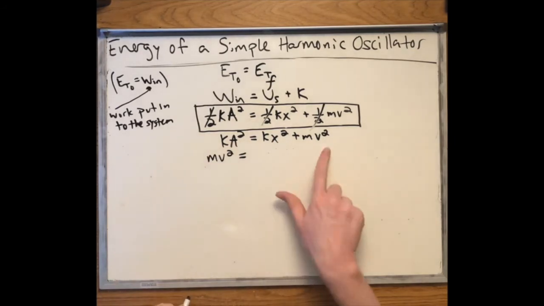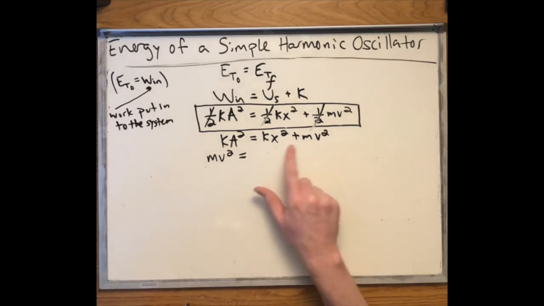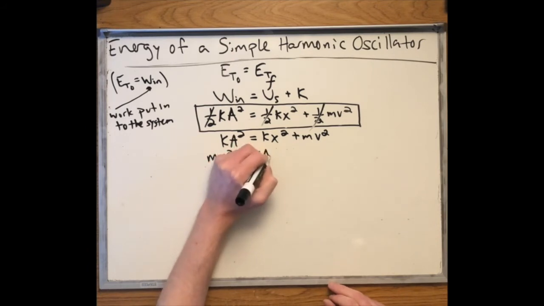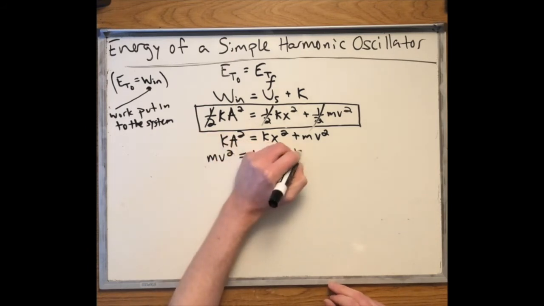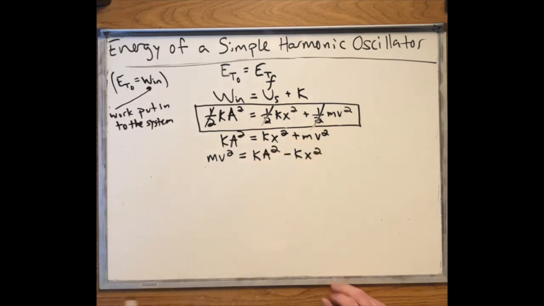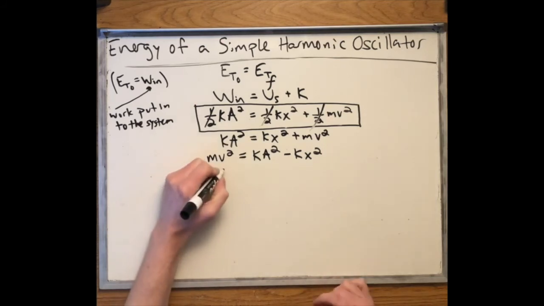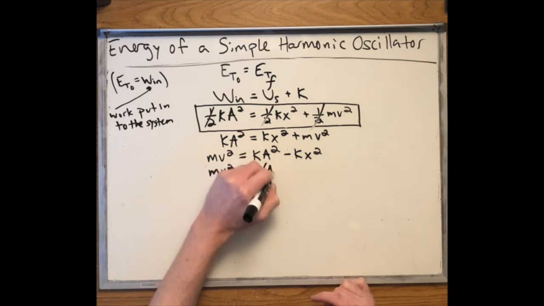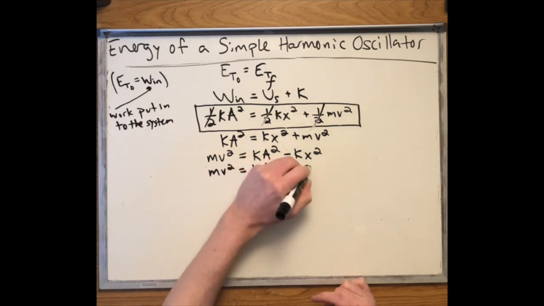And notice I'm writing the equal sign. If I'm going to solve this for mv squared, I have to subtract the kx squared over. So I have ka squared minus kx squared on the other side of the equation. Okay, what do you think I can do with this? Well, I don't really feel like plugging in k twice, so I'll factor that out. I have mv squared equals k times a squared minus x squared.